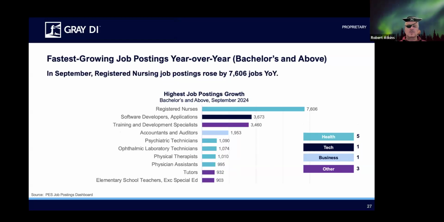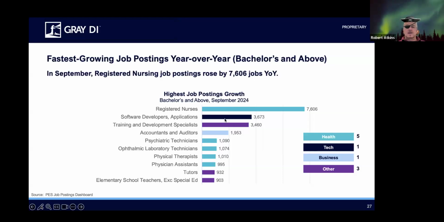So what's growing fast out there in terms of job postings? Well, registered nursing. And this has been pretty close to the top of our list for a long time. And this list in rapid growth is dominated by health. Psych techs, ophthalmic lab techs, physical therapists, physician's assistants, all have over 1,000 incremental job postings. And nursing is up spectacularly, up almost 8,000 job postings. Keep in mind, many of those postings have been around for a while. It's very hard to hire nurses now. Not quite as bad as it was during COVID, but still very difficult. So once those postings go up, they never come down.